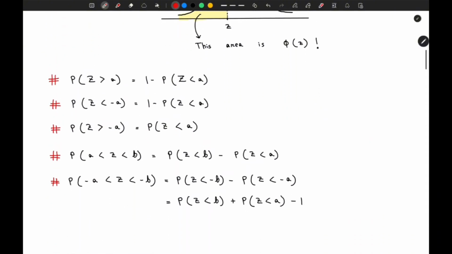Now you all can pause for a few minutes. You can just write these formulas down, or you can just take a quick screenshot. So let me just explain these formulas to you.